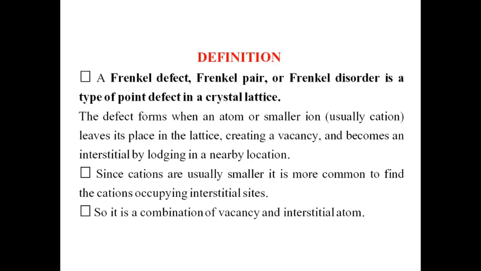Definition of Frenkel defect. Frenkel defect, Frenkel pair, or Frenkel disorder is a type of point defect in a crystal lattice. The defect forms when an atom or a smaller ion, usually a cation, leaves its place in the lattice, creating a vacancy, and becomes an interstitial by lodging in a nearby location. Since cations are usually smaller, it is more common to find the cations occupying interstitial sites. So it is a combination of vacancy and interstitial atom.